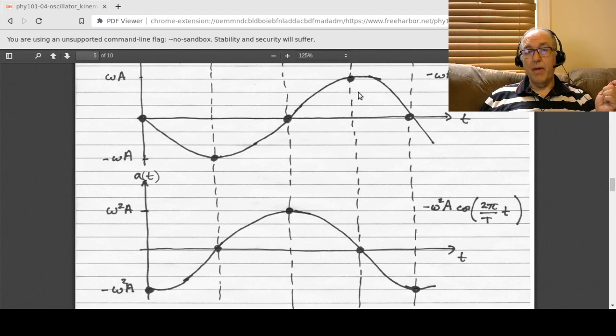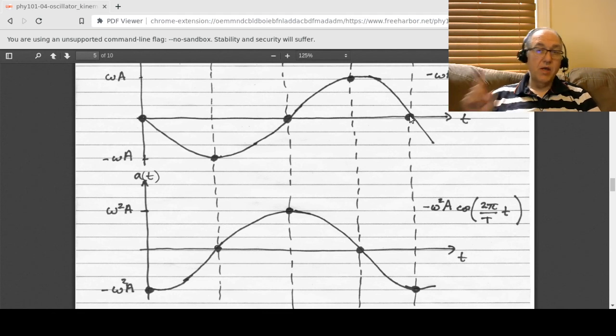Okay, and then when you pass through equilibrium on the way back, you were speeding up before that, you're slowing down after that, so the acceleration is exactly 0 there. And then again, when you're back to x equals plus a, that is where you stop, where the velocity stops.